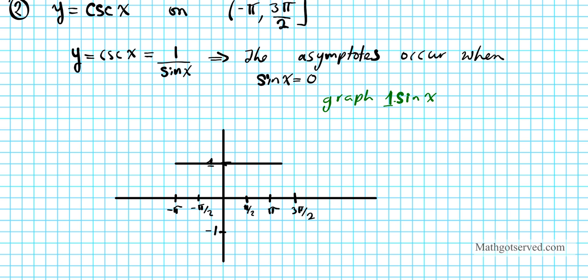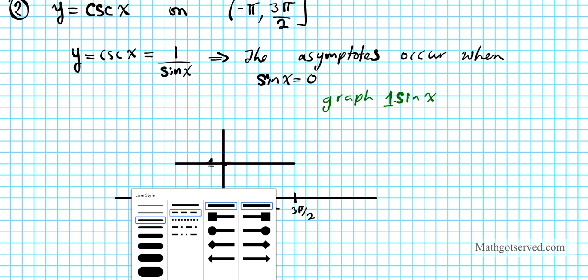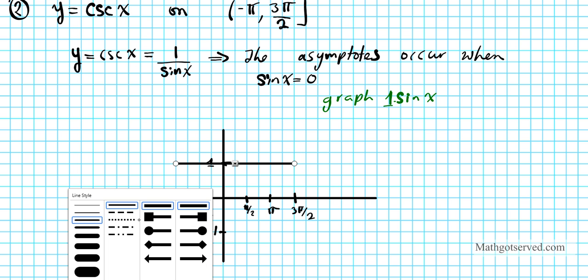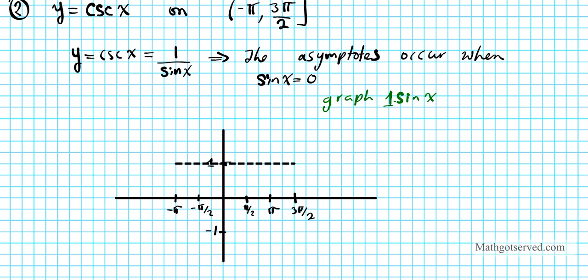So this is the max. Just make it a dotted line. All right, and then our min will go from negative pi all the way to 3 pi over 2. Okay, so what we're graphing is sine x to help us find the asymptote. So let's go ahead and graph sine x.